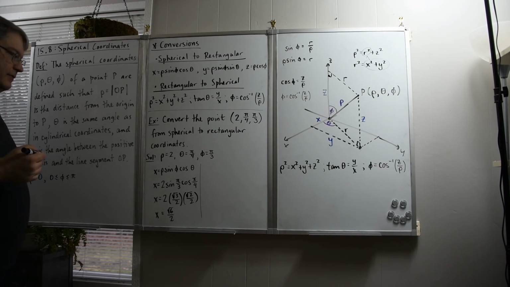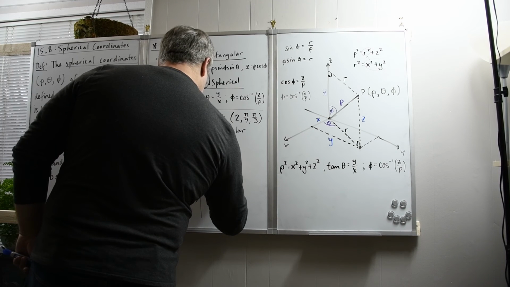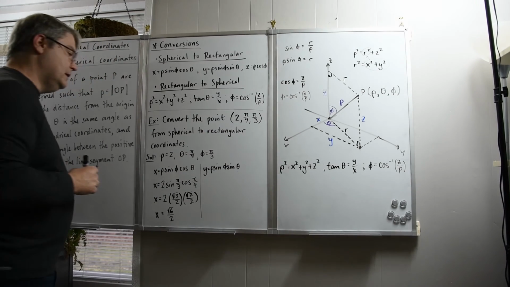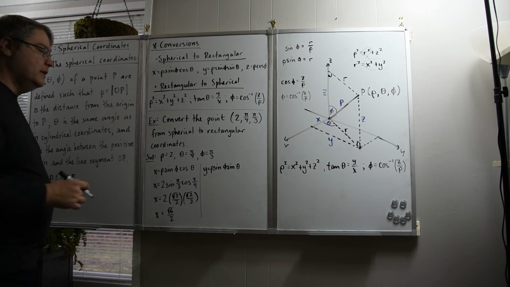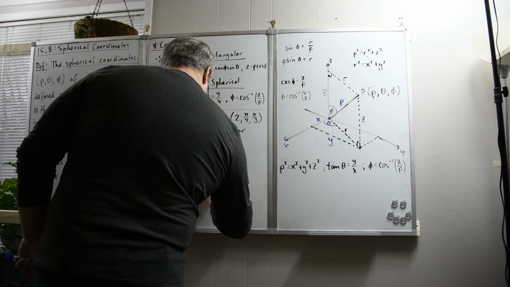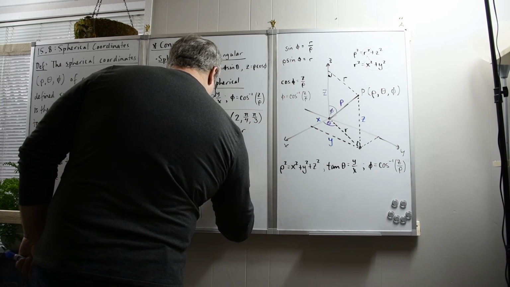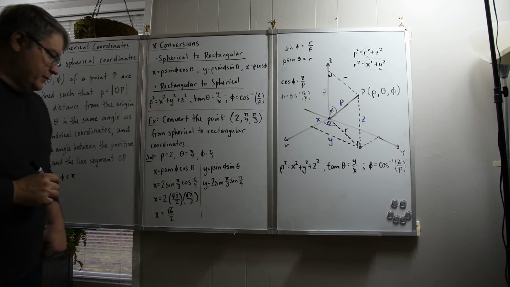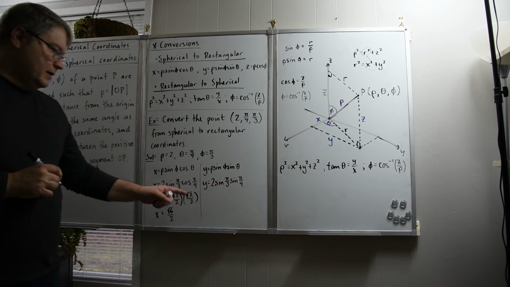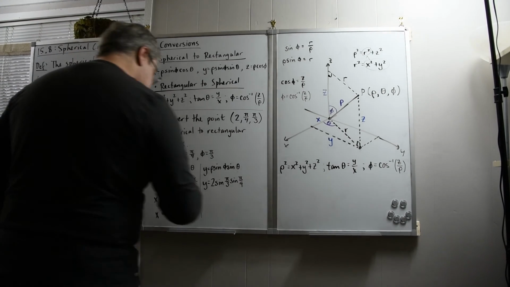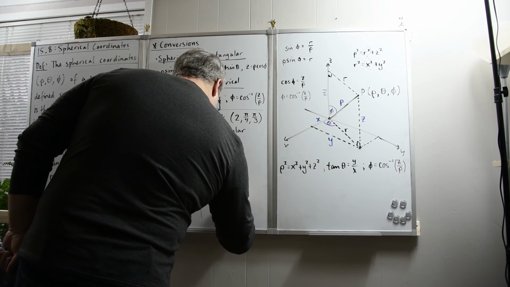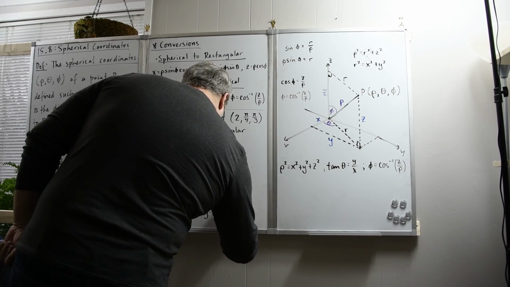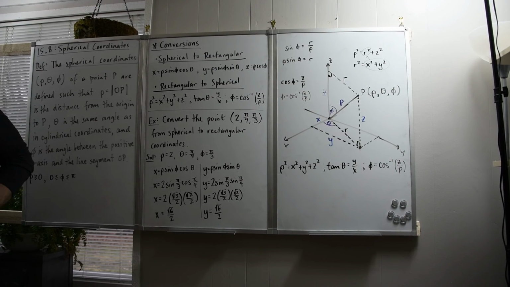Now, y is the same thing as rho sine phi sine theta. Once again, phi is pi over 3, theta is pi over 4. So this time we would have y equals 2 times sine of pi over 3 times the sine of pi over 4. Now we figured out the sine of pi over 3 earlier, that was square root of 3 over 2. But sine of pi over 4 is actually equal to the cosine of pi over 4, so that's square root of 2 over 2 as well. So we end up getting the same product we had here for x, so y is also square root of 6 over 2.